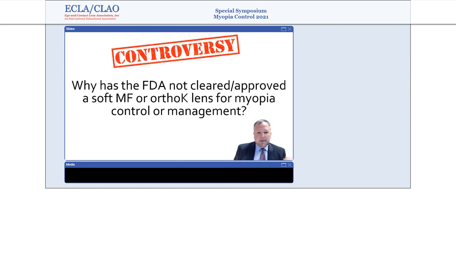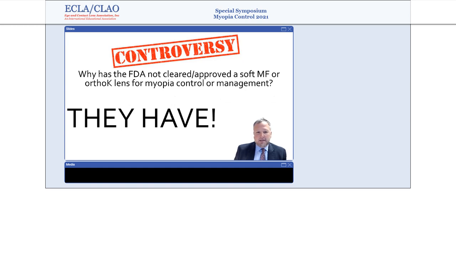and we'll address this in greater detail in other aspects of the program. The last controversy I'd like to point out is the question of where the FDA or other regulatory agencies are in clearing and approving treatments for myopia management, in particular contact lenses. Now that we have at least one soft multifocal and orthokeratology approved for myopia control or management, and many more on the horizon, we're excited to see these come forward.